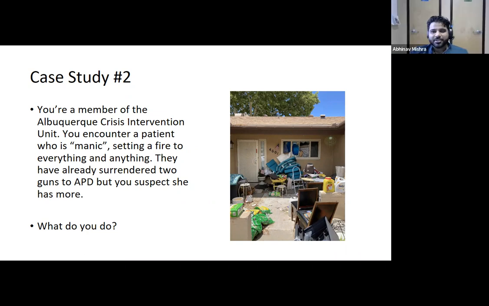Okay, so let's take a minute. You have a person, let's say mid 40s, 50s, meeting all the regular DIGFAST symptoms that we think about when we think of bipolar mania. They're distractible, impulsive, they're not sleeping, they're very talkative, they have flight of ideas, they're very tangential, intrusive, setting fire to everything that you can see. This is their front of the house. They think people are out to get them. They've barricaded it. What do you do? And they've surrendered 2 guns earlier, a couple days ago, to APD, but you suspect they have more.